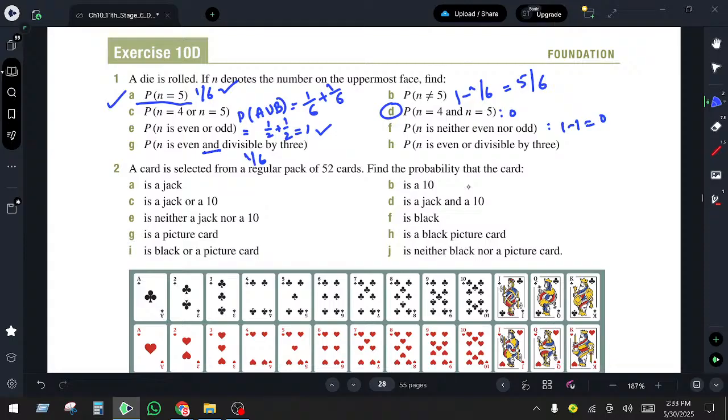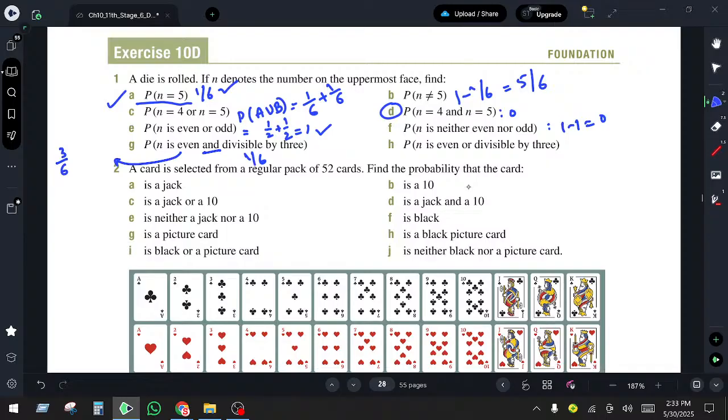Okay. N is even and divisible by 3. It is 1 by 6. Or you can take what is the probability of even? Even is 3 by 6, 1 over 2. Okay, no problem.